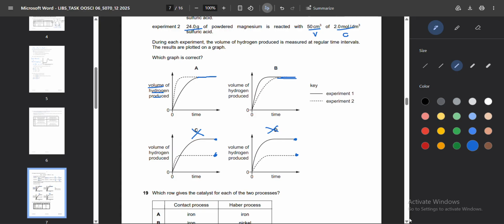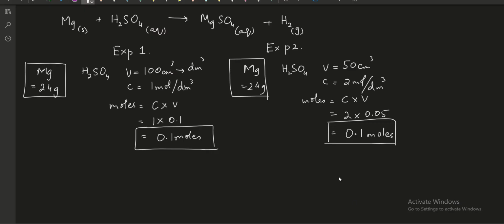Okay, so let's see. Over here, if you see, what is the concentration? Concentration is 1 mole per decimeter cube in 1 decimeter cube volume. And over here we have 2 moles per decimeter cube.